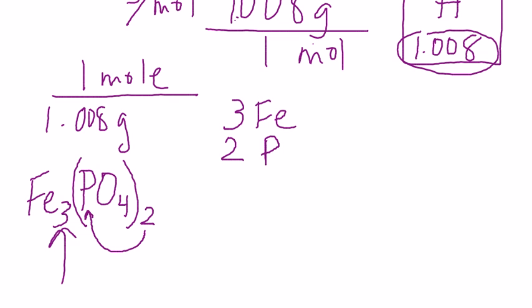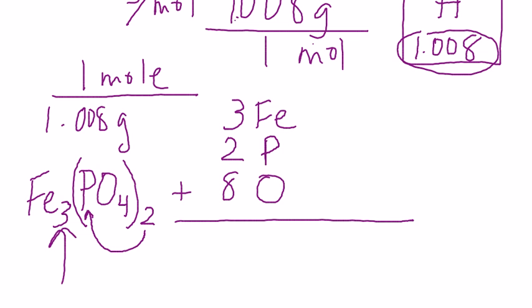And then let's look at the oxygen. If there are 4 oxygens in phosphate, but outside the parentheses tell us there are 2 phosphates, that's a total of 8 oxygen atoms. So when we're going to figure out the molar mass, we need 3 iron atoms, 2 phosphorus atoms, and 8 oxygen atoms.